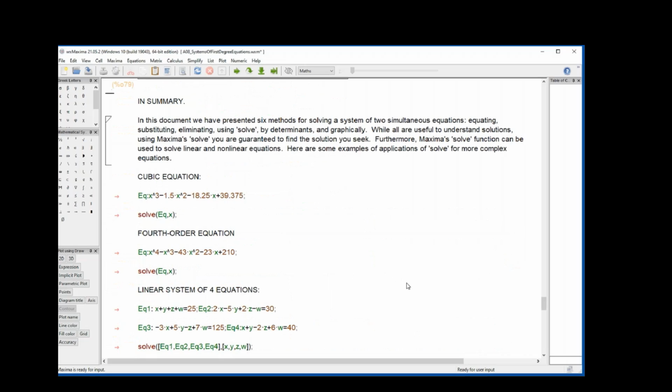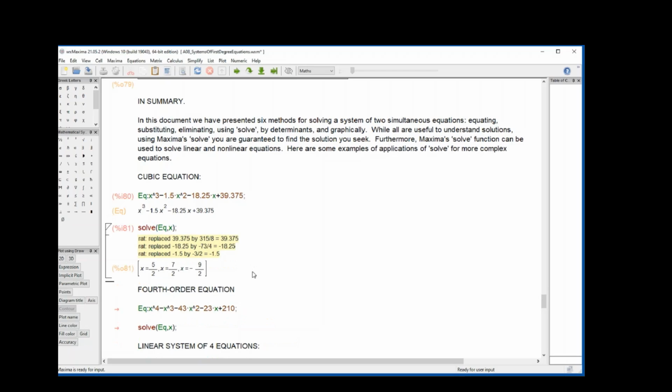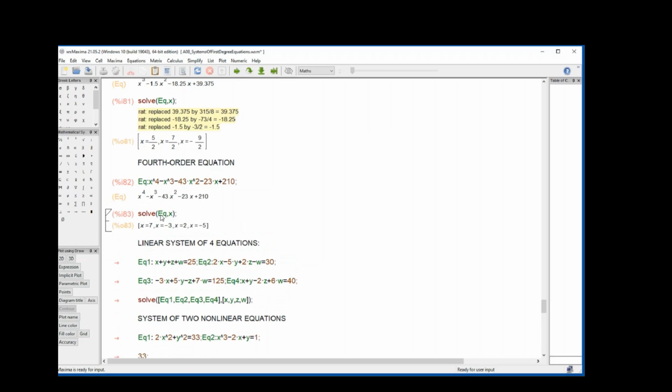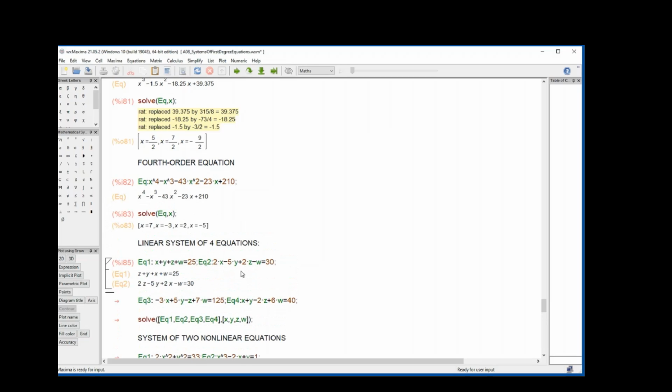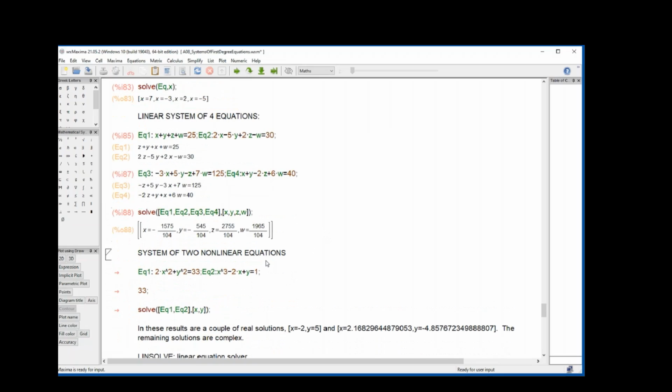In summary, we present the 6 methods for solving a system of two equations, and we show you how to use the solve command to solve equations. You can use it to solve almost any equation. If you have a cubic equation, we have 3 results, a fourth order equation, 4 results, a linear system, that's first order equations, with 4 equations, EQ1, EQ2, EQ3, EQ4. You can solve them, and then you get those results.